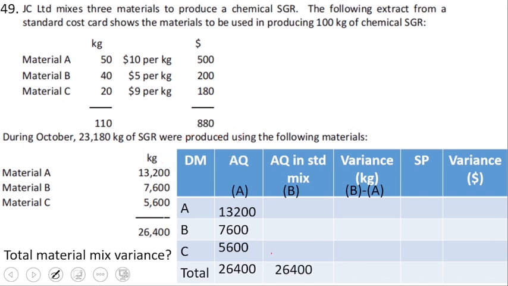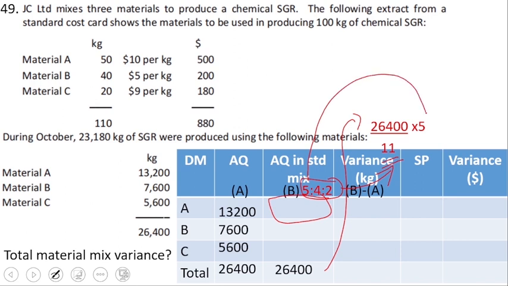So that's done. Now what is the standard mix? The standard mix is 50:40:20 or 5:4:2 in simplified form. So you have to divide 26,400 in this ratio, in 5:4:2 ratio. So what will come for A? It is 26,400 divided by 11. What is 11? It's 5 plus 4 plus 2. Divided by 11 in the denominator, multiplied by 5. So that will come for A, and that's 12,000 kg.